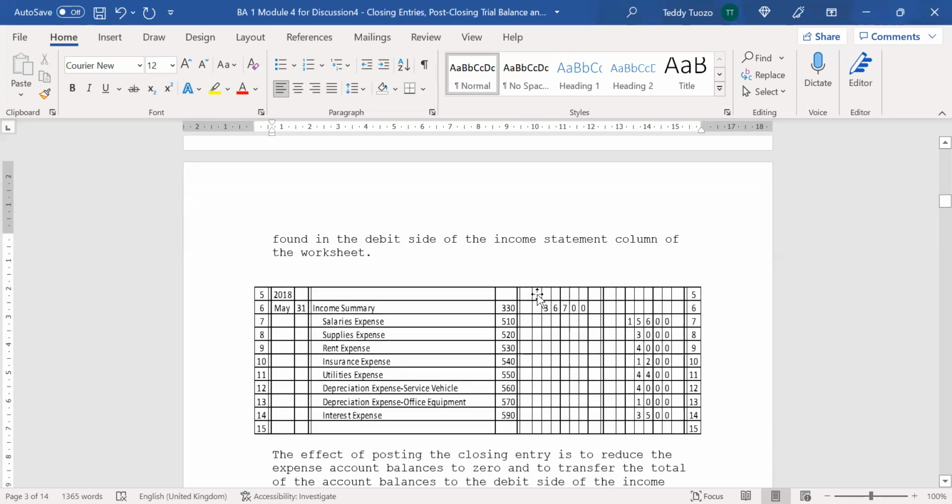So first, to close the expense, isn't the normal balance of expense debit? So to close, we credit, no? To make the accounts zero. Can you remember the purpose of closing is to make the accounts zero at the end of the accounting period because they are closed, because they are temporary accounts.